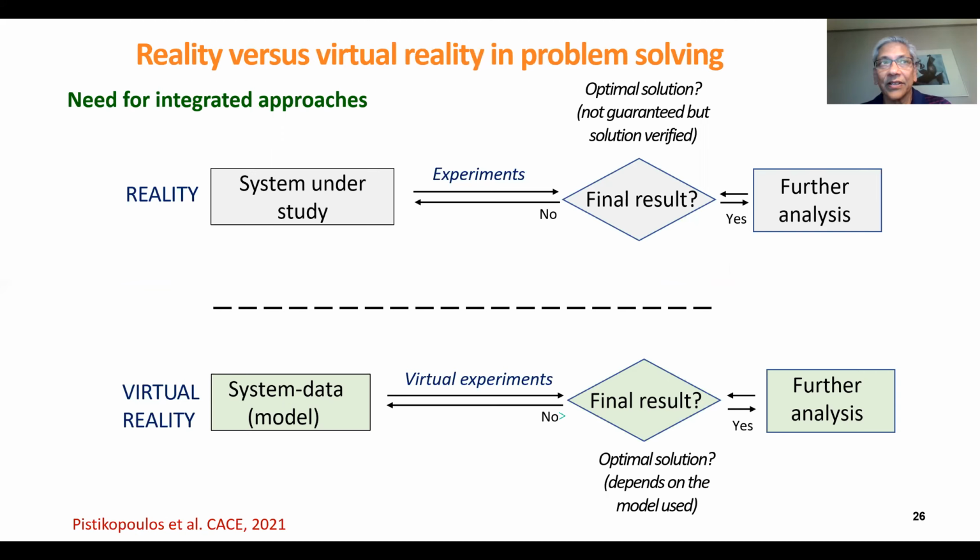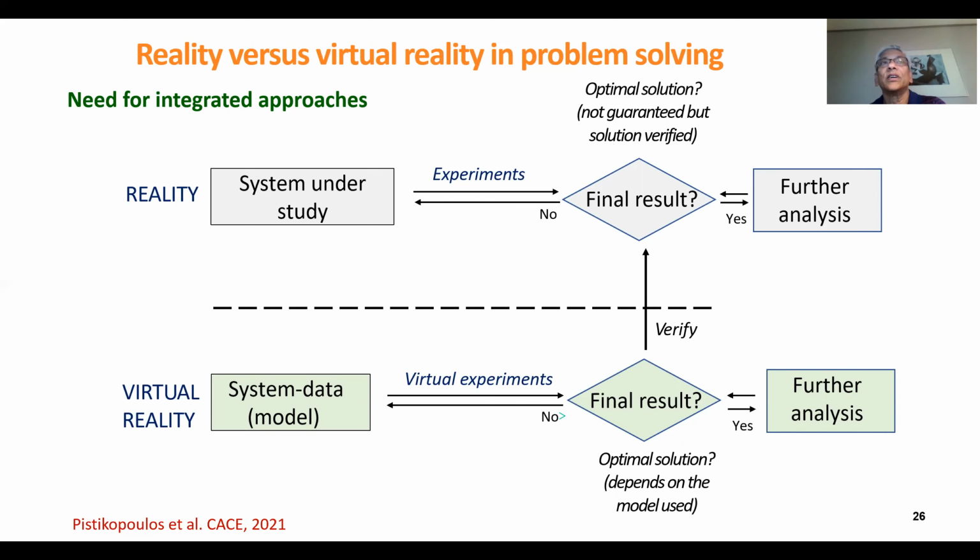It is not guaranteed. On the other hand, in the system below, the virtual reality, instead of doing the experiment, we have a model of the system. We do virtual experiments. We arrive at a solution. And then we can say, is that the best solution? Well, we don't know how good the model was. Within the search space of the model, it could be the best solution. Is it accurate? We need to check with the experiment.